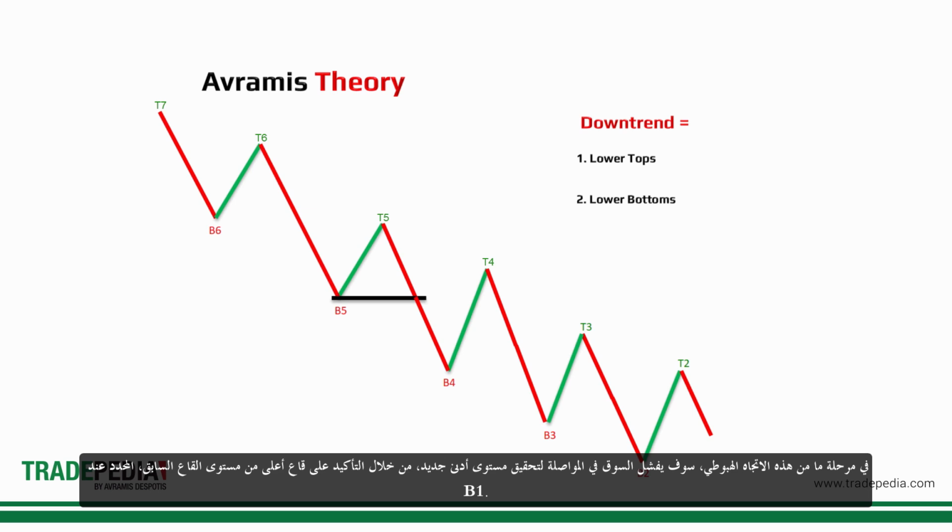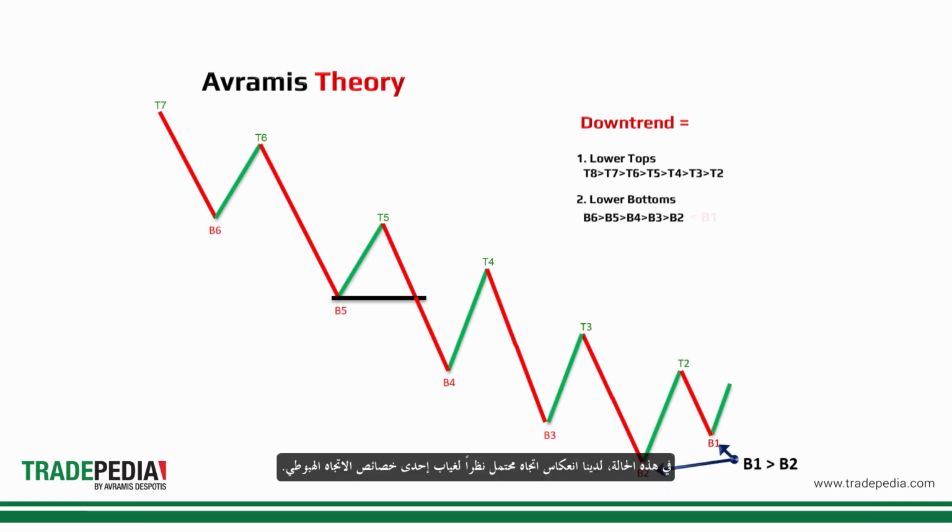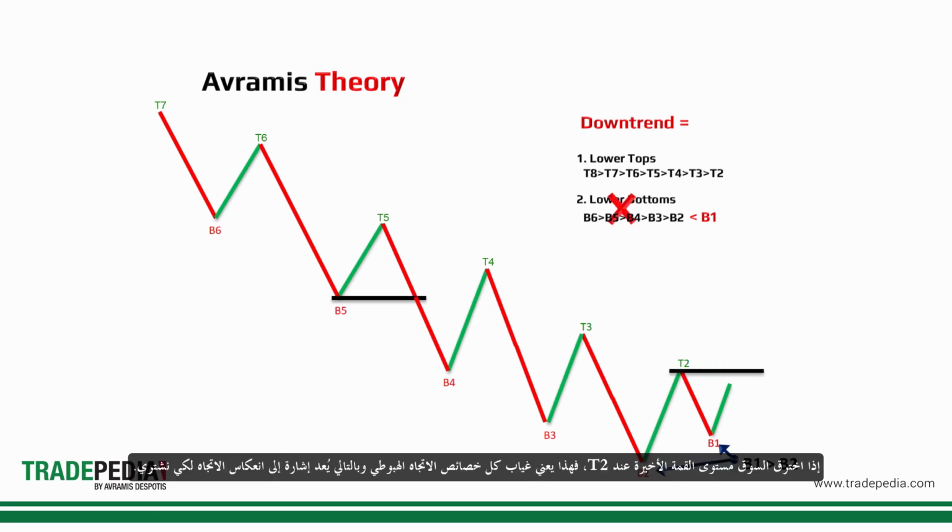Now, at one time in all of this downtrend, the market will fail to continue to a new low by confirming a bottom higher than the level of the previous bottom, outlined at B1. In this case, we have a possible trend reversal since one of the characteristics of the downtrend has already been destroyed. Now, if the market is to break above the level of the previous top at T2, this would destroy both of the characteristics of the downtrend and signal a trend reversal to go long.